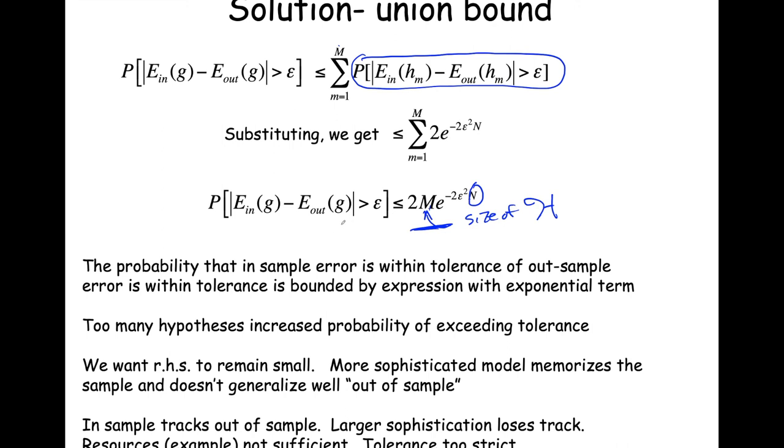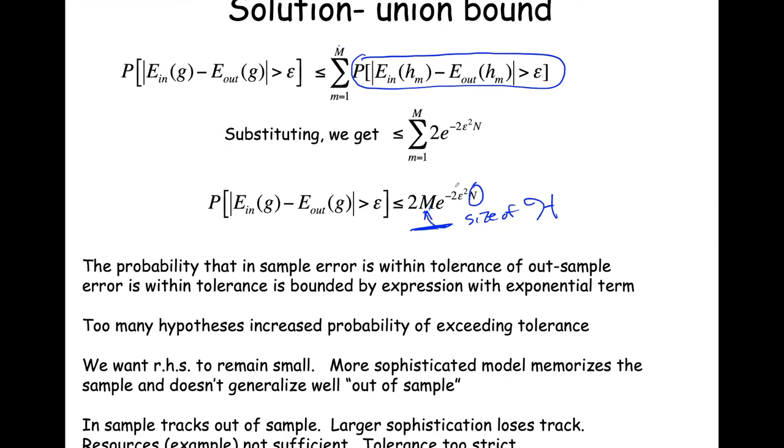And this plays out with this so-called union bound. You're taking the union of non-overlapping bad events motivated by the Venn diagram, and you're coming up with an expression that expresses the worst case associated with your final best hypothesis achieved by search. So you want the right-hand side to remain small, and a more sophisticated model does not perform well out of sample. The in-sample error will diverge from the out-of-sample error. So in order for in-sample to track well or coincide with out-of-sample, larger sophistication loses track. This probability increases. The only way you can pay for that is by having more resources. The resources aren't sufficient if this hypothesis set gets too big, or your error tolerance is too strict. You have to make epsilon bigger and loosen up the coincidence between in-sample and out-of-sample performance.